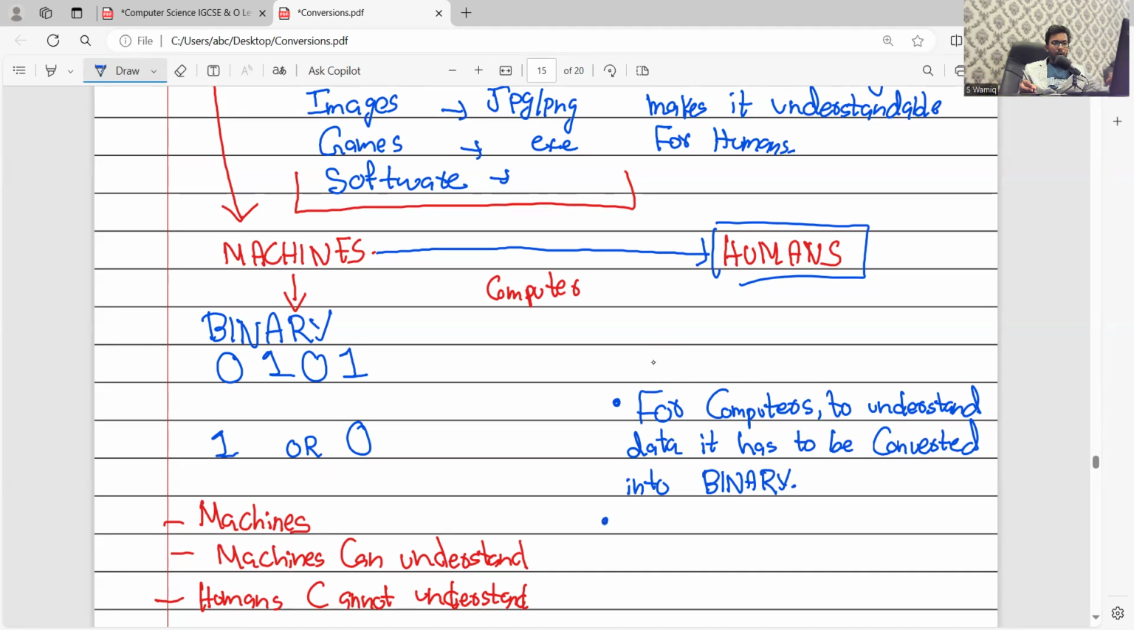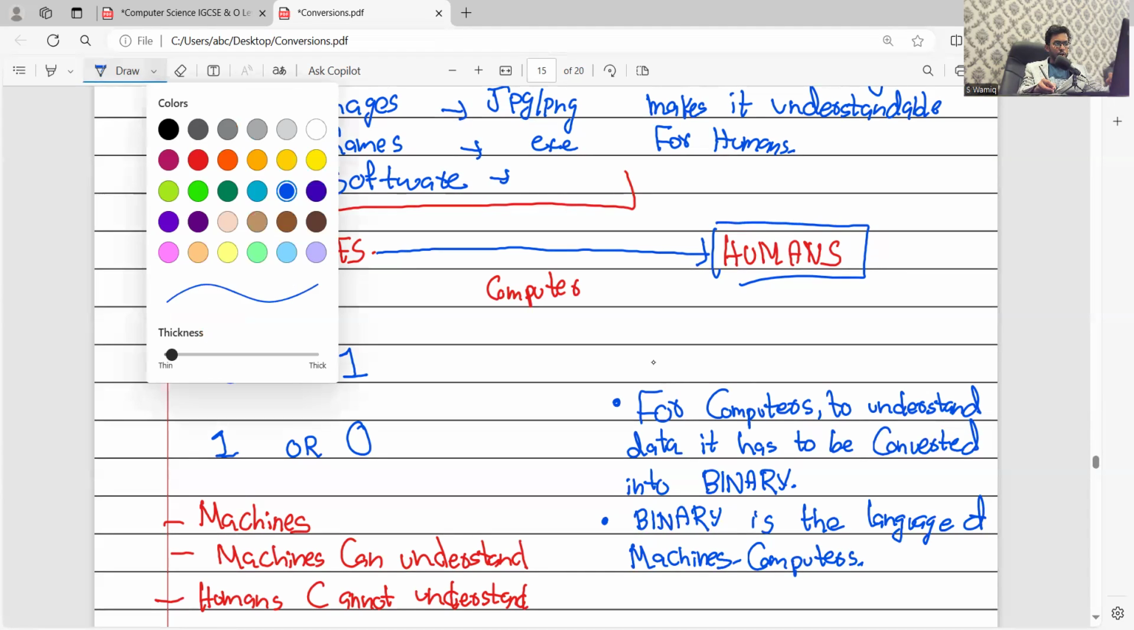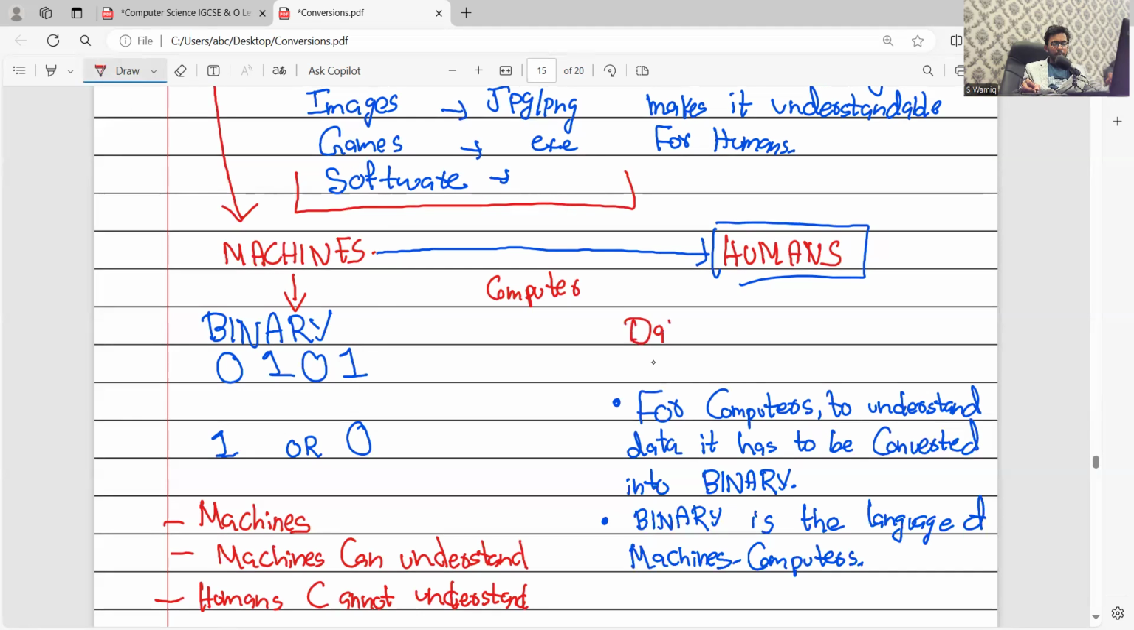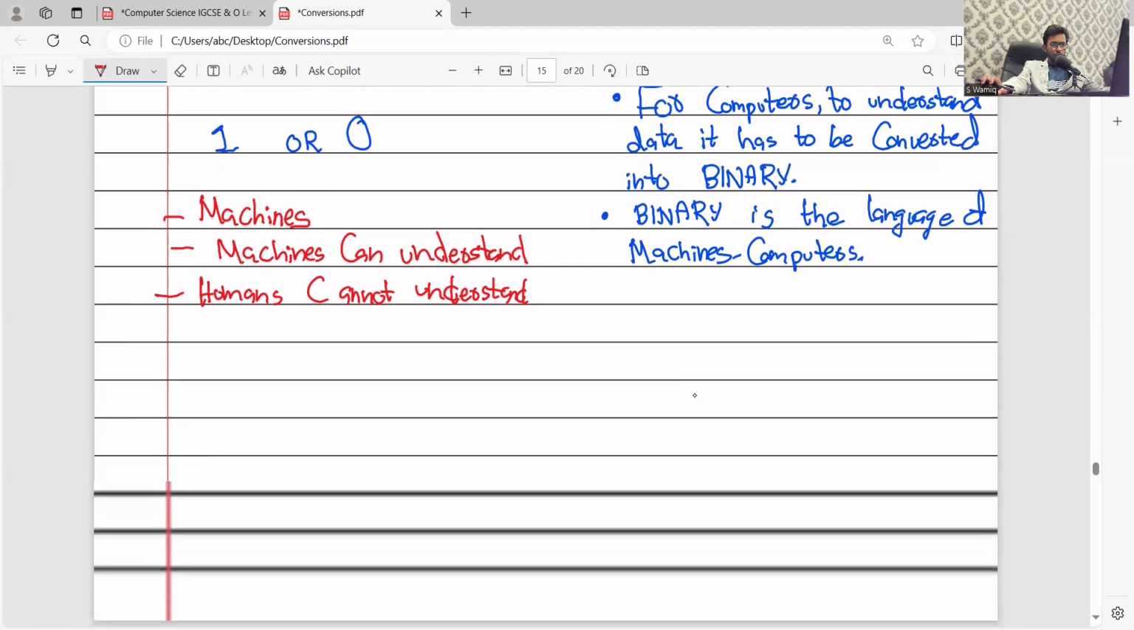What is the reason why it has to be converted? Because binary is the language of machines, or you can say it is the language of computers, right? That means that your data representation, or your data, is represented in such a way that it is understandable only to computers. This is what I have done so far.